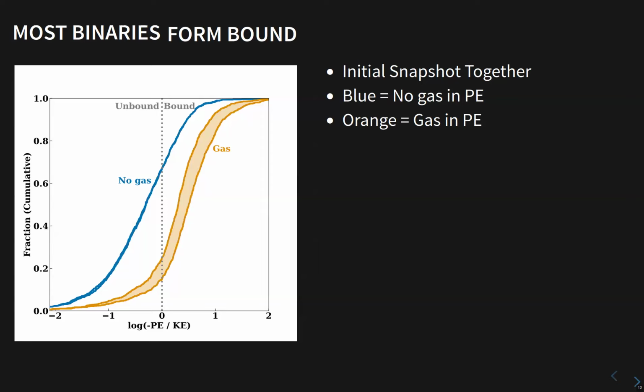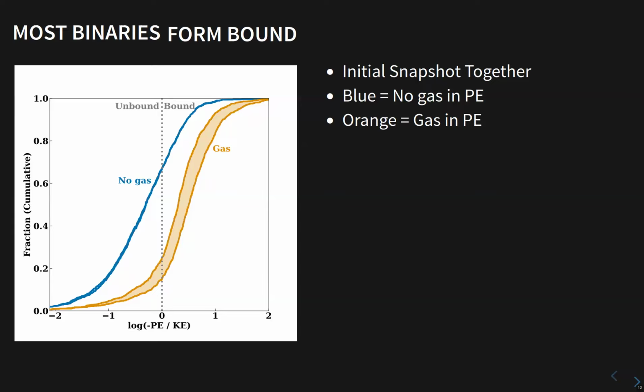So now we can apply it to all the binary pairs in the simulation. We now have the distribution of the ratio of potential to kinetic energy for all the pairs throughout time. The blue is showing what happens when you don't include the effects of gas. If you don't account for gas, then most things would be on the left side of this plot, and so you would erroneously conclude that most are unbound initially. But if you include the gas, as I described, that picture changes.